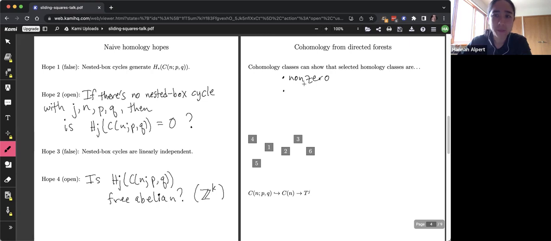Similarly, you can show that homology classes are distinct. You could show that they're linearly independent. And if you have a homology class that you think doesn't actually fit in a P by Q rectangle, cohomology could help you show that too.